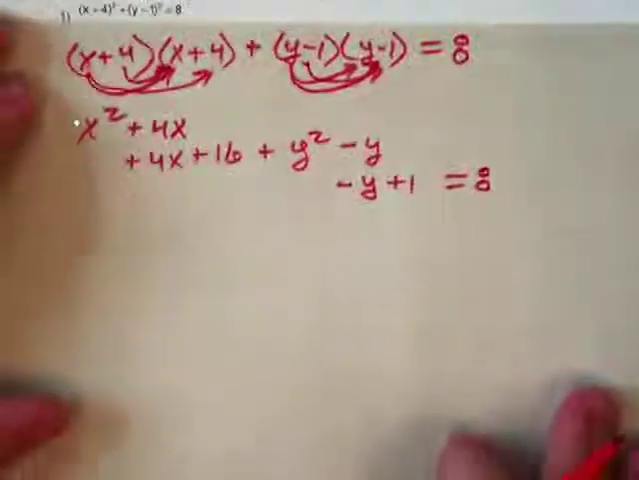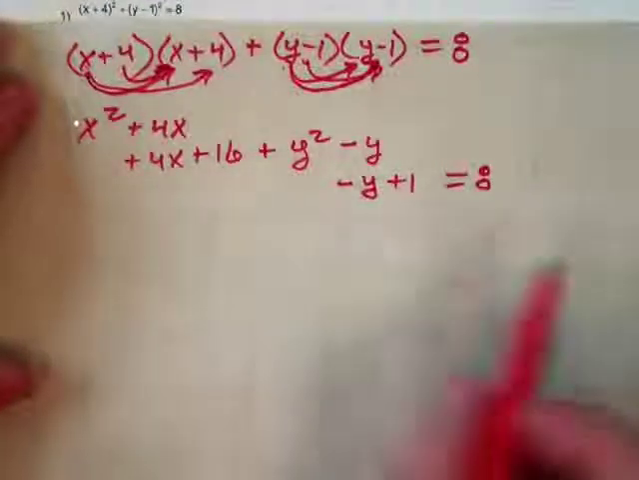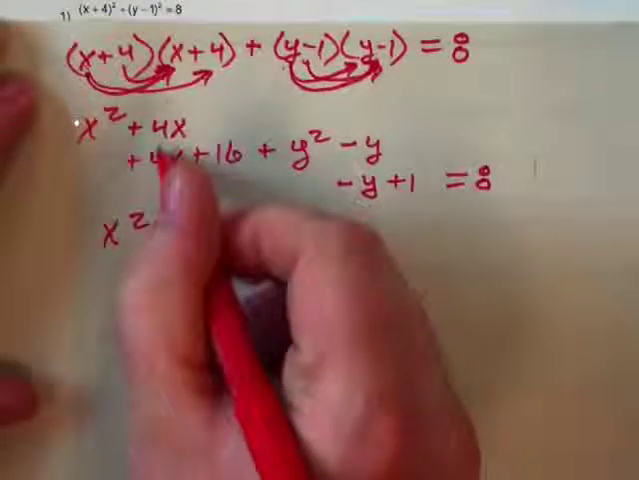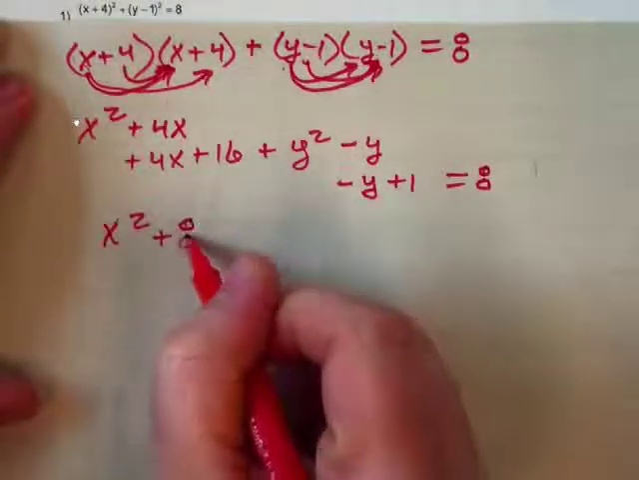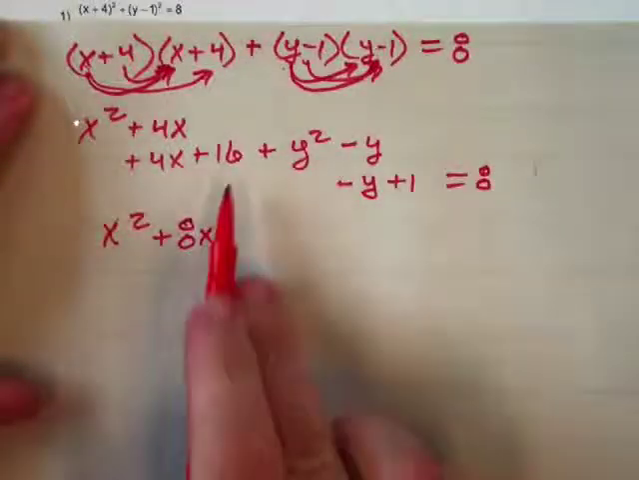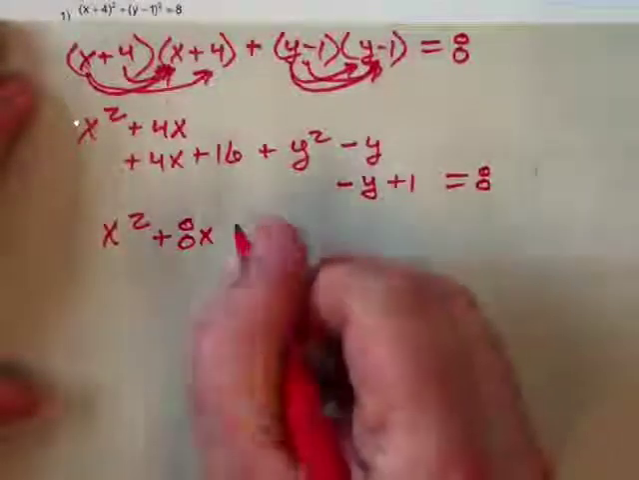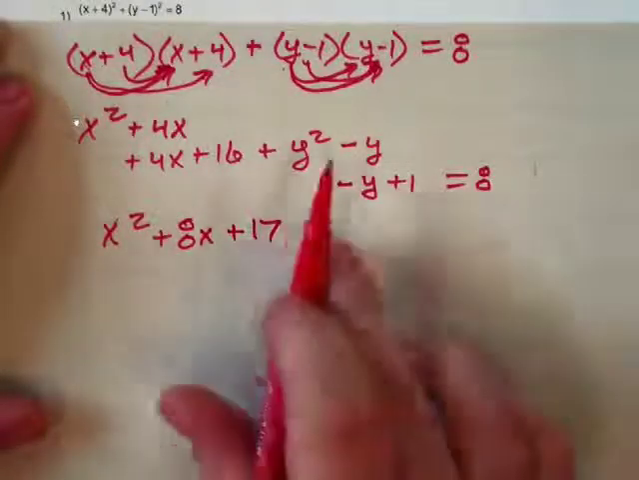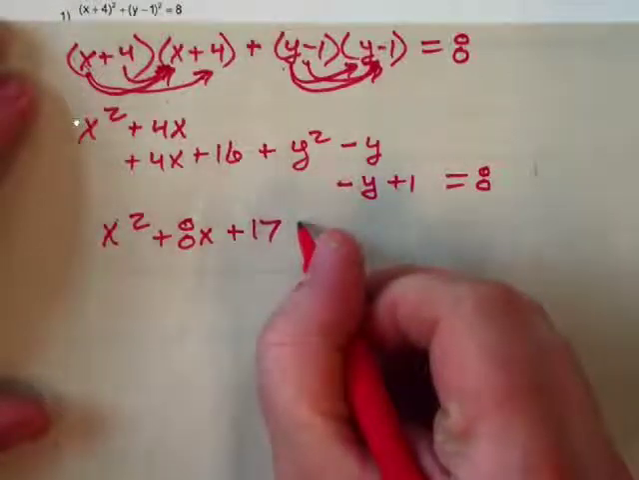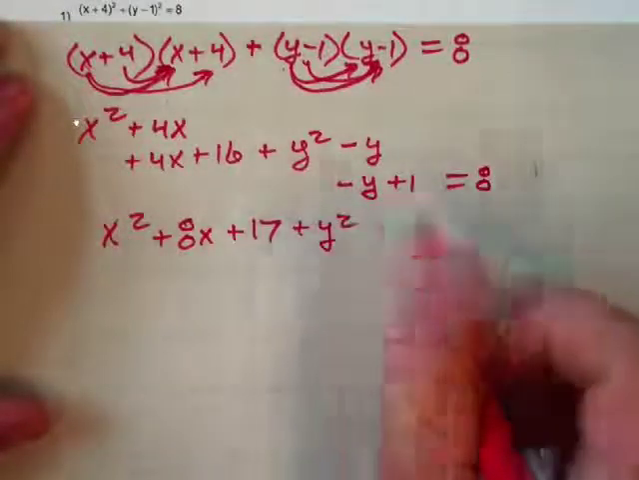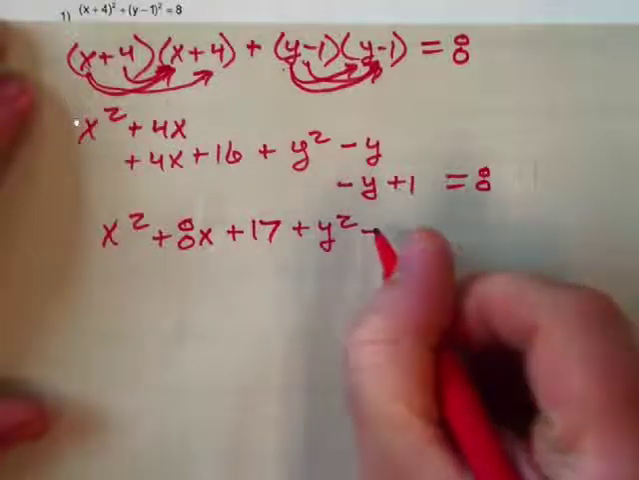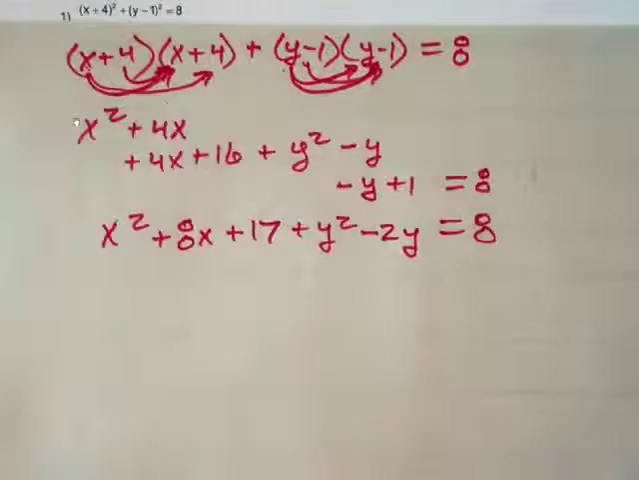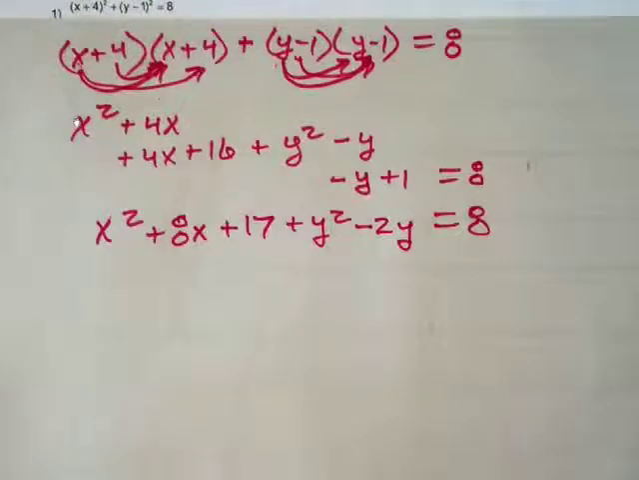So I've got a messy looking thing here, so let's combine what we can combine. We have our 4x and 4x, and we can add those together to get 8x, and we have a 16 and a 1, so we can add those together to get 17. Over here we have plus y squared, and minus y and minus y add together to get minus 2y, equals 8. Now don't let the size of that concern you.